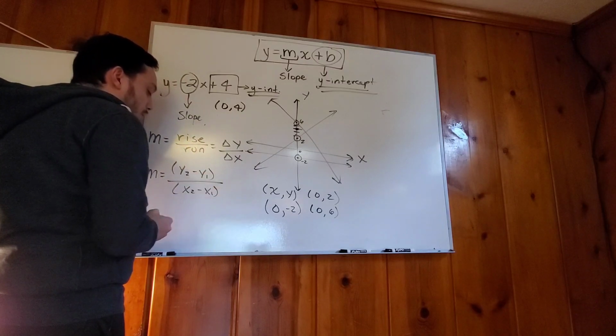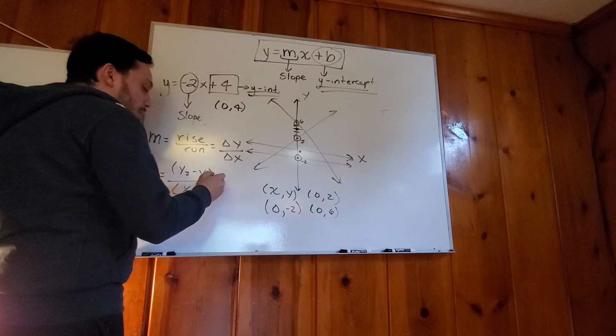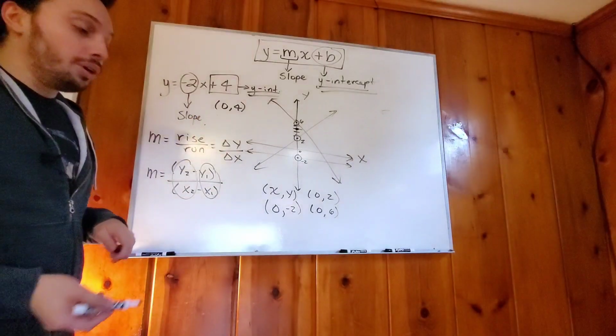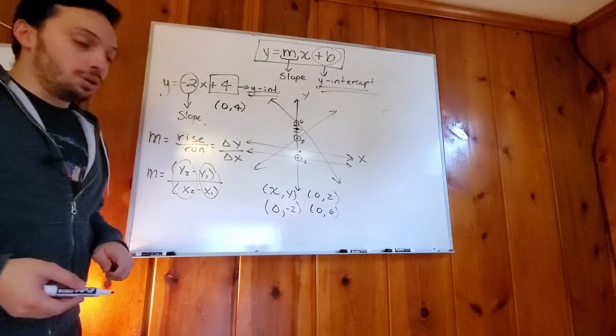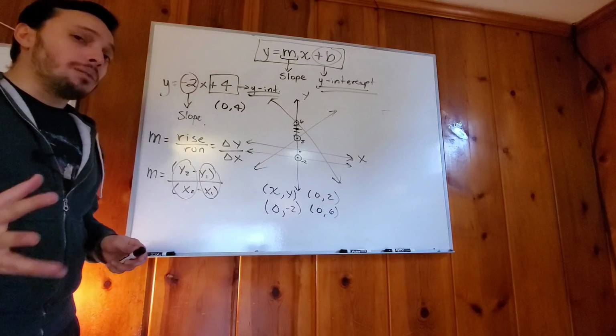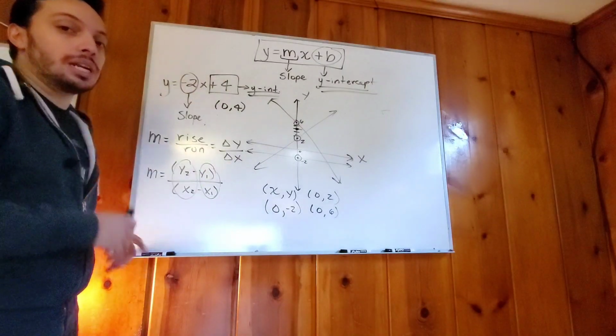y2 minus y1 over x2 minus x1, where this is 0.1 and this is 0.2, because for a line you need 2 points, and for a slope you also need to find 2 points. So it's not that hard. Okay, so let's see the type of problems that you have to do with this information that I just gave you.